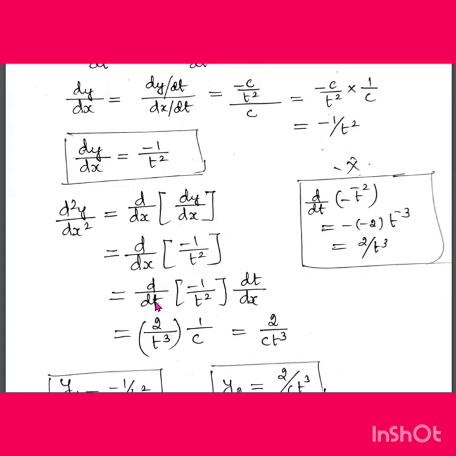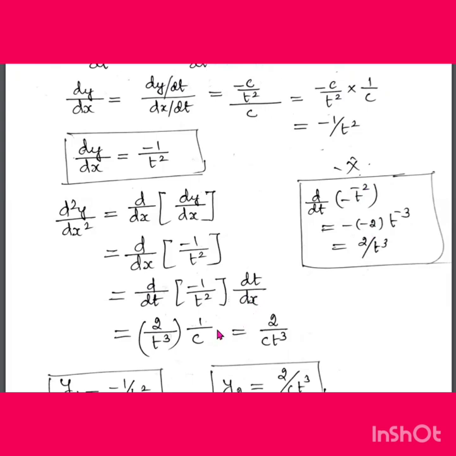Because here is x, here is t, you cannot differentiate directly. So using the chain rule, d by dt of minus 1 by t square into dt by dx. You have to differentiate minus 1 by t square, so minus 1 into t power minus 2. This can be differentiated as minus 2 into t power minus 3, so minus 1 minus 2, that is 2 divided by t cube. Therefore, d by dt of minus 1 by t square is equal to 2 divided by t cube.